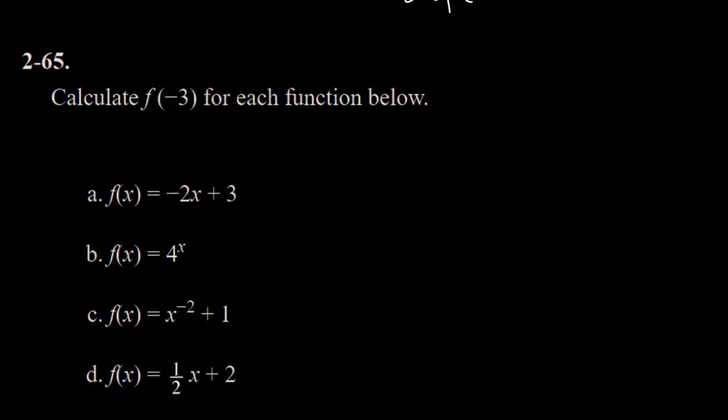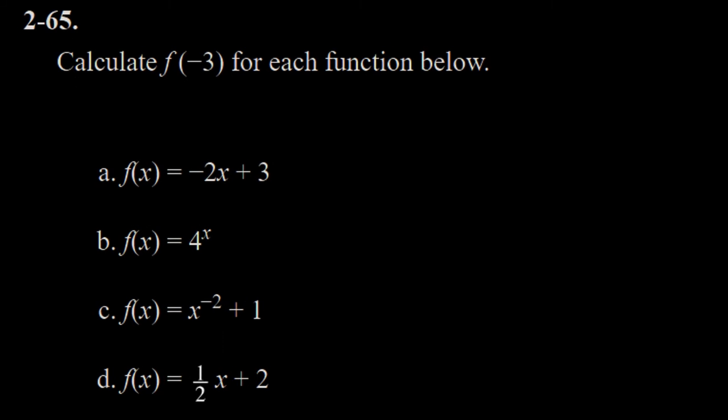65. We're given different versions of the function f of x, right? Each one of these has a different function, but they're all being given the same name. And what we're supposed to do is calculate the output for each of these functions when negative 3 is the input.